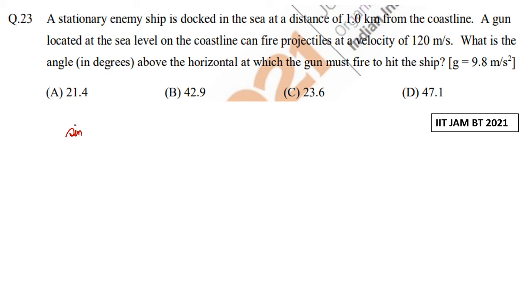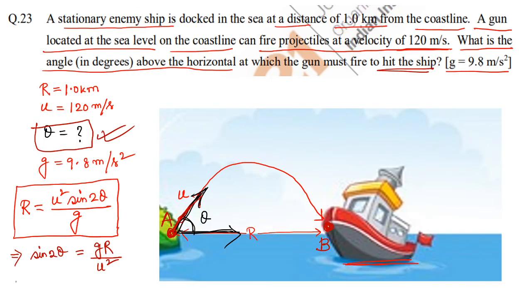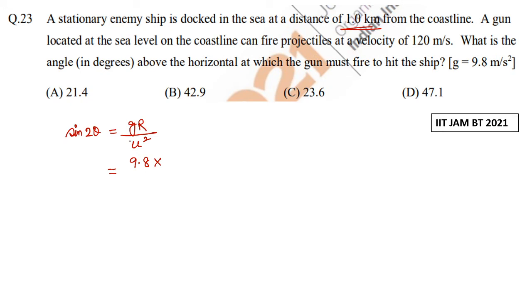So sine 2 theta equal g R by u square, right? So let us put the values. g equal 9.8 into R is 1.0 kilometer. Now see here, u is in meter per second, g is in meter per second square, but R is in kilometer. Meter is the SI unit, so we need to convert this kilometer to meter. So 1 kilometer equal 1000 meter, so let us put R equal 1000 meter here.